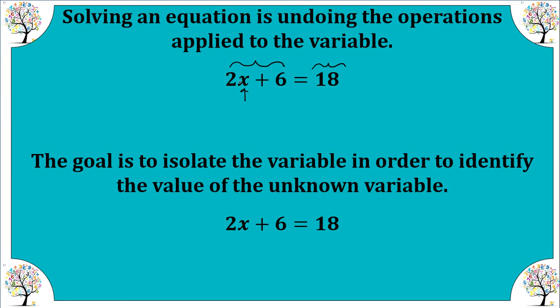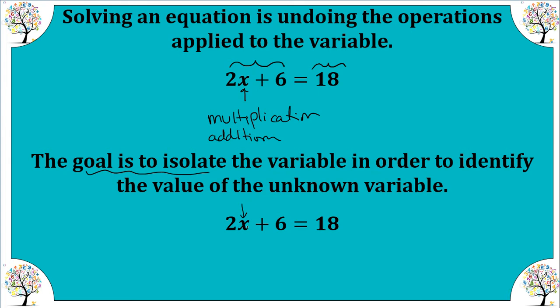So the operations happening in this equation are multiplication, since x is being multiplied by 2, and addition. And remember, by the order of operations, we would multiply and then add if we knew what x is. So our goal is to isolate the variable so that we can identify the value of x. Isolating just means we want to get x by itself.